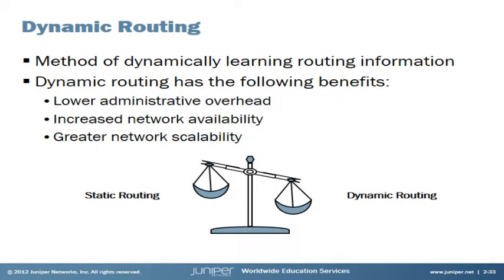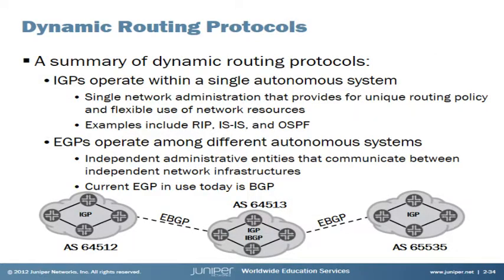Let's take a look at dynamic routing. It's a method of dynamically learning routing information, as we know. The benefits are lower administration overhead, increased network availability because the routing protocol can dynamically reconfigure itself, and also greater network scalability because we get to grow our network without having to configure static routes everywhere. So dynamic routing protocols, let's have a look at an overview of them. We have got two basic categories, IGPs and EGPs.